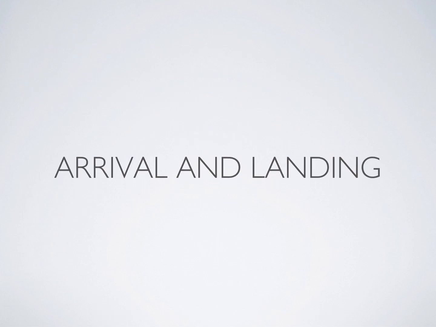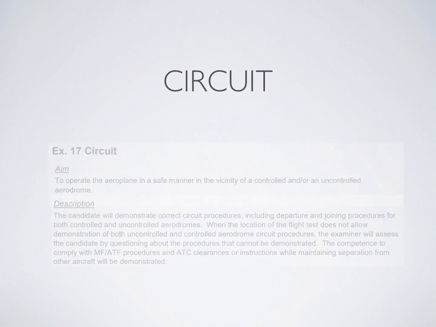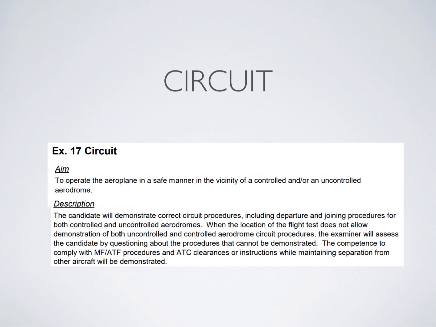We're almost done. We just need to talk about the arrival and landing, so we're not quite done yet. We need to talk about the circuit and landing procedures. Your circuit procedures are going to be evaluated, and in the event that your flight test takes place in an area where you cannot assess both a controlled and uncontrolled circuit approach, then through questioning, the examiner is going to determine whether you know what the procedures are and how to follow them in the area that cannot be assessed.